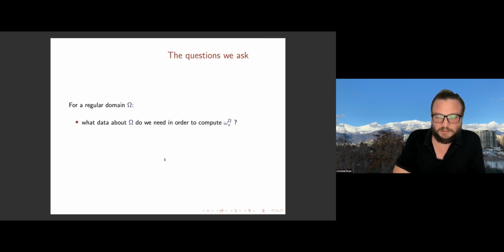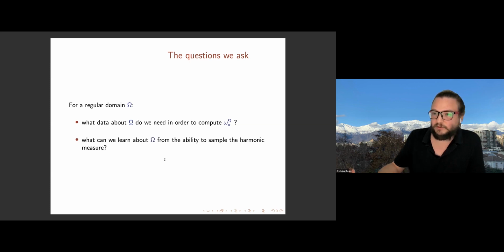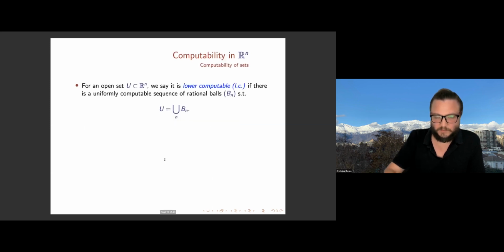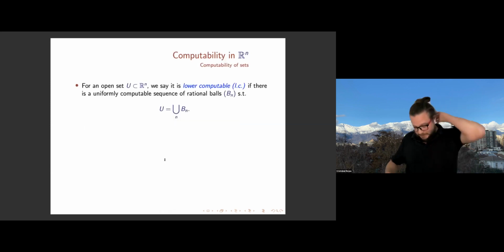And the questions that we look at are the following. Given a regular domain, what information about the domain do we need in order to actually compute this harmonic measure? And conversely, if we are able somehow to sample from the harmonic measure, what can we learn about the domain? These are the two questions that we have studied.